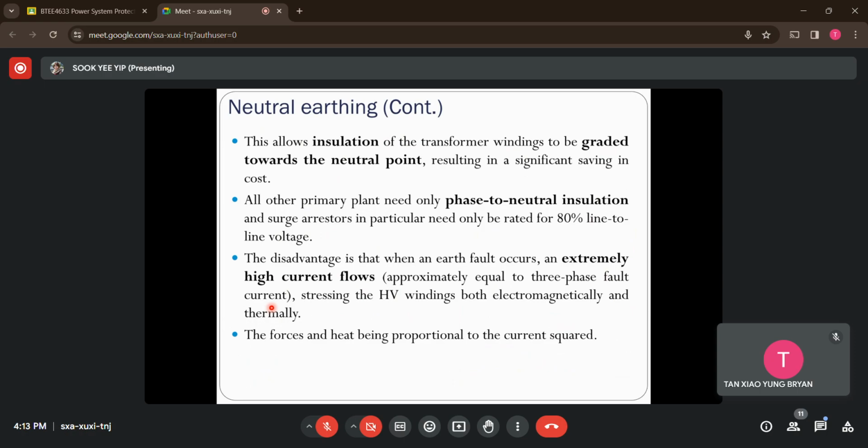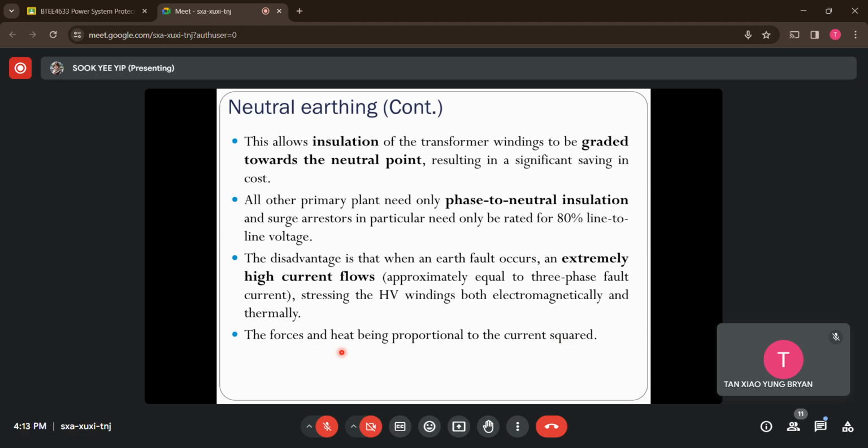So what happens if you have a very high current value? It will stress the high voltage winding both electromagnetically as well as thermally. Remember, whenever current enters the wire, we generate copper loss, where the copper loss gives us high heat. This heat of the fault is directly proportional to current squared. Why? Because of I squared R. So whenever we have high currents, it's almost squared, so the heat generated is quite high, to the extent that it could damage this problematic phase.